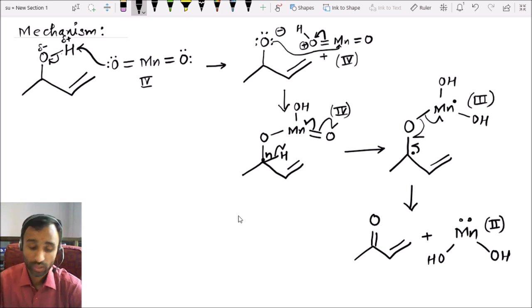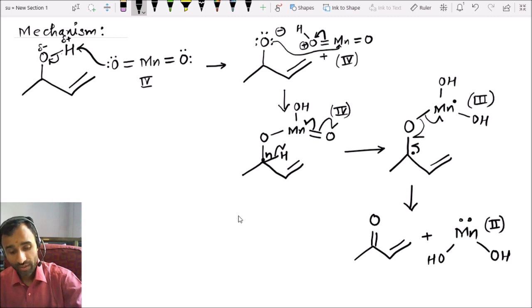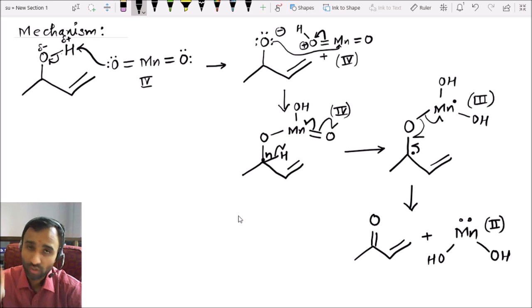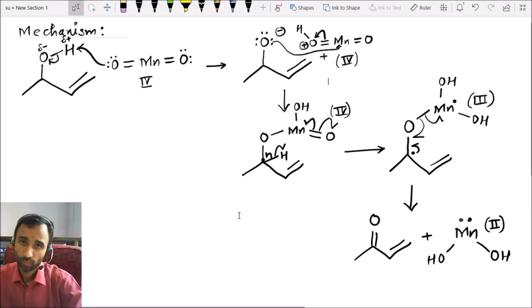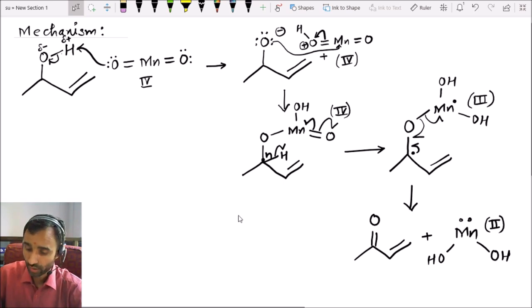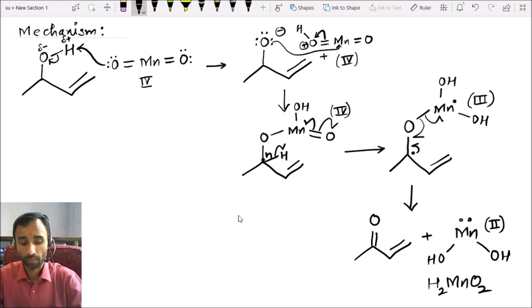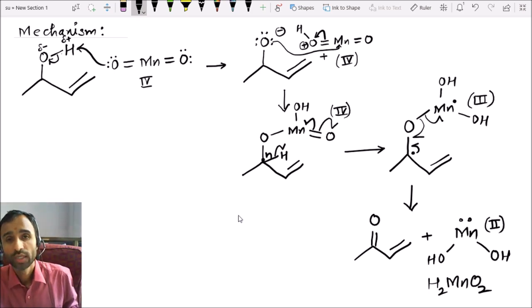See, at the start, MnO2 has oxidation number 4. Manganese has oxidation number 4. Then it turns into 3. And ultimately, it has oxidation number 2. Okay. So, see, this is H2MnO2. So, this is the whole mechanism of MnO2, how it converts OH, meaning alcohol, into aldehyde or ketone.